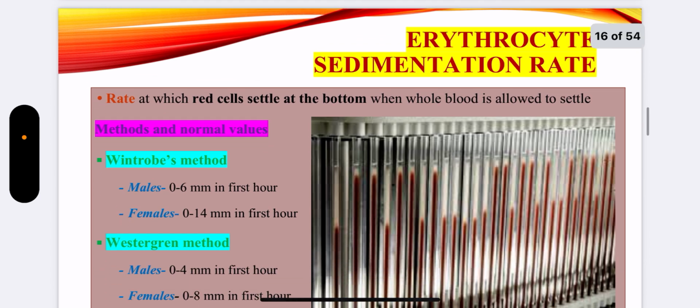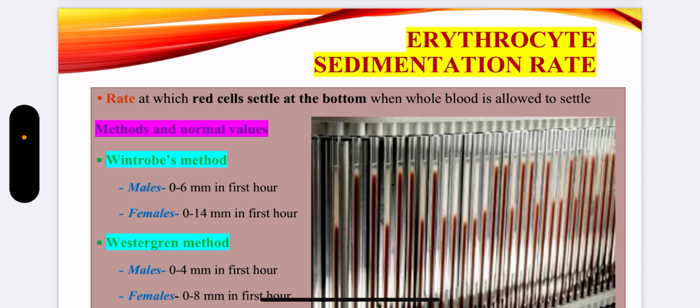Now about ESR. The full form is erythrocyte sedimentation rate. So the meaning lies in the name. Erythrocyte, RBCs; sedimentation, settling down; rate, it is the rate. So it is the rate at which the red blood cells sediment or settle down when whole blood is allowed to settle. Red blood cells tend to settle at the bottom because of their high specific gravity. So what is the principle for this?